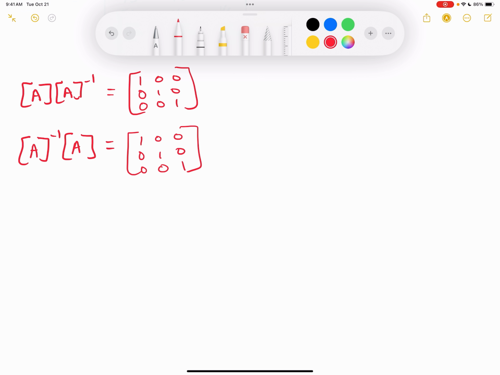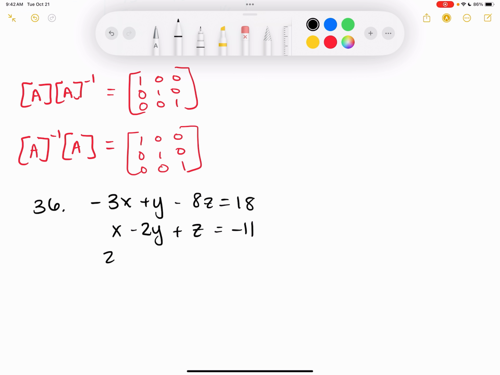All right, 36. Negative 3x plus y minus 8z equals 18. X minus 2y plus z equals negative 11. And 2x minus 2y plus 5z equals negative 17.